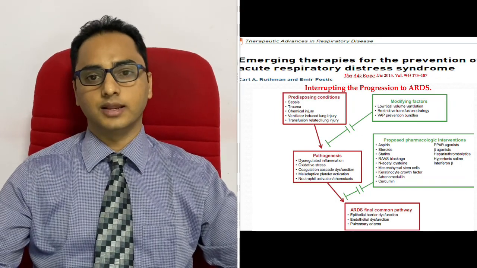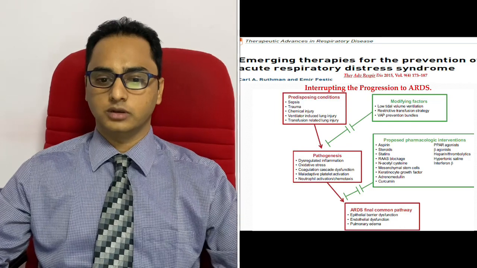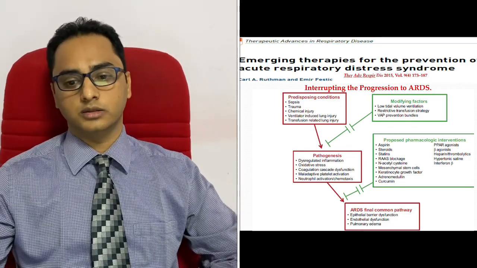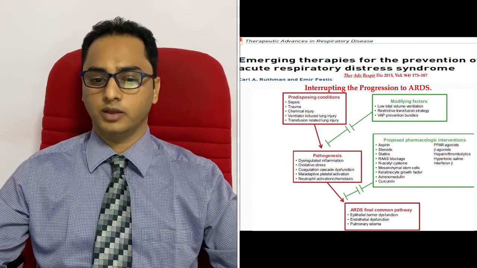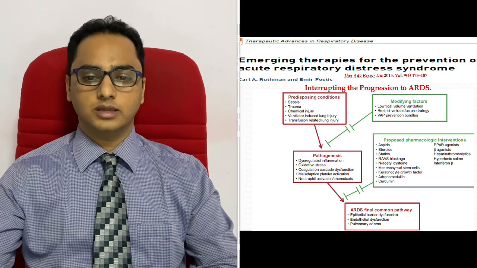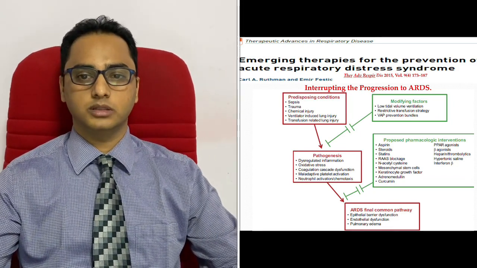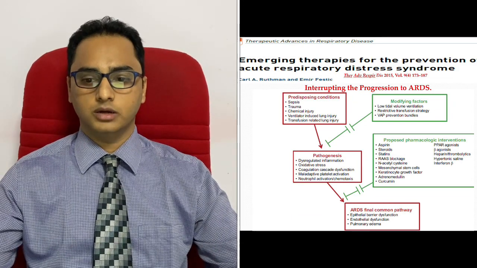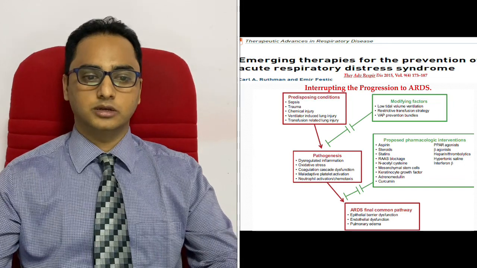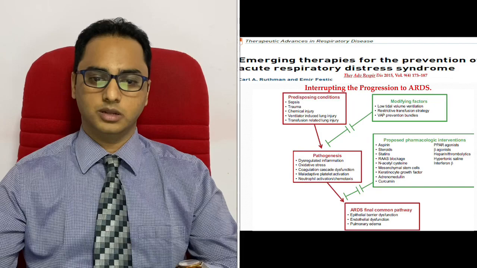So can we address it with some adjuvant therapies, like proposed pharmacological interventions such as aspirin, steroids, statins, agents acting on the renin-angiotensin blockade pathway, adrenomedullin, and curcumin? All these are being explored as newer adjuvant therapies in ARDS, but nothing has been concluded with a mortality benefit. We have to look forward to whether we can use adjuvant therapies in the management of ARDS with good mortality benefit.